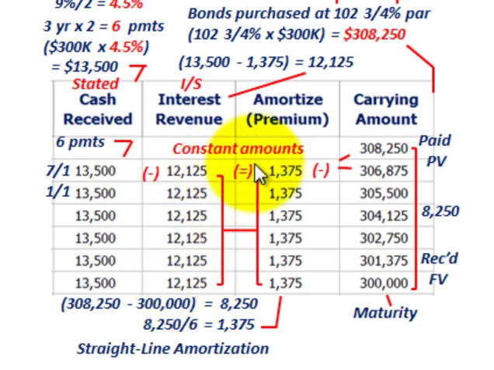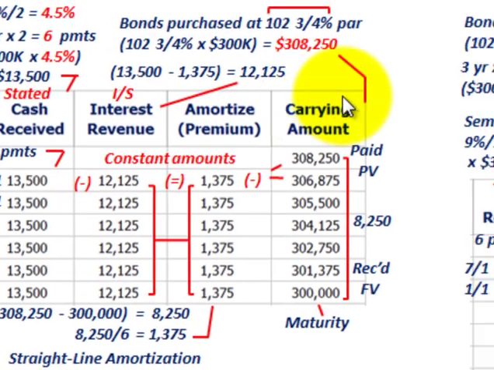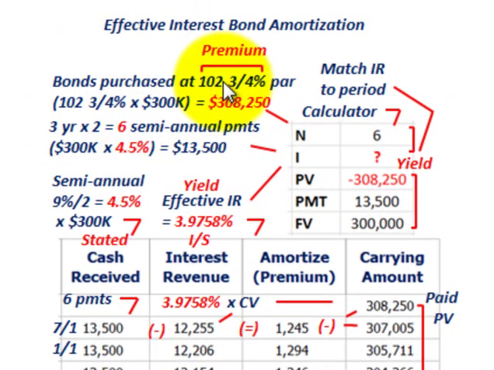So first, you can see what we had to do here. We had to first amortize our premium evenly over those 6 periods, and knowing that, and then knowing our cash receipts, then we could determine our interest revenue. Okay, so that takes care of our straight line bond amortization. Now let's go over to our effective interest bond amortization.